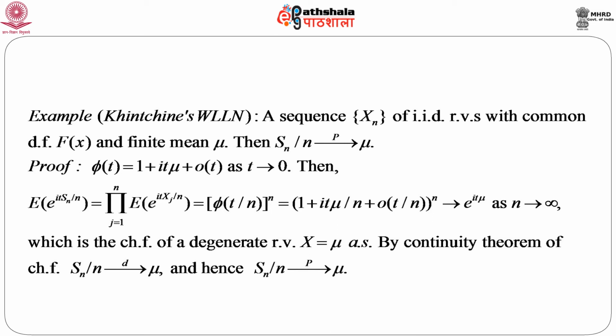Now, e to the power i t mu is the characteristic function of a degenerate random variable X at x equals mu, almost surely. So, naturally, again by the continuity theorem, we can first say that S n by n converges in distribution to mu. Remember, the continuity theorem gives convergence in distribution, and the theorem that we have just proved says that convergence in distribution to a degenerate random variable implies convergence in probability. So, from there we can immediately say that S n by n converges to mu in probability.